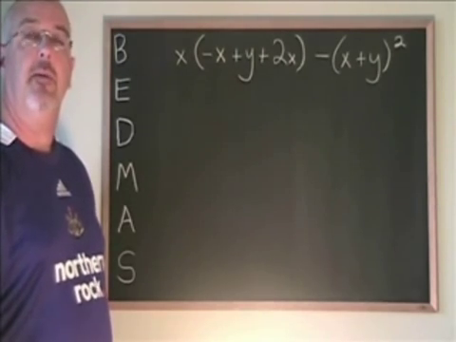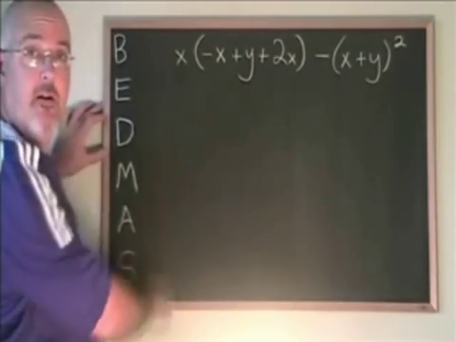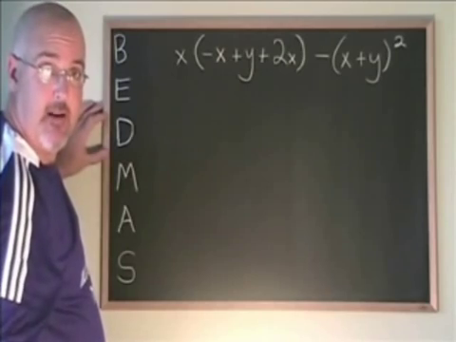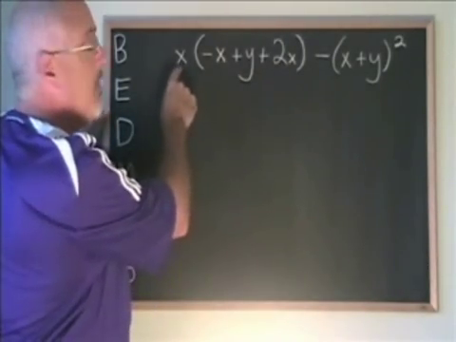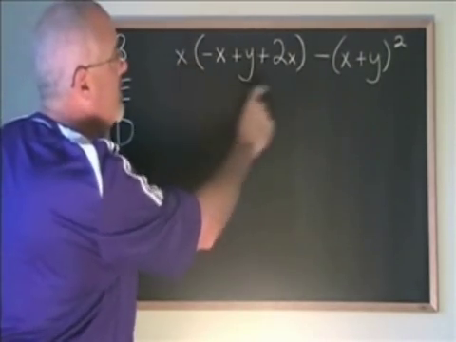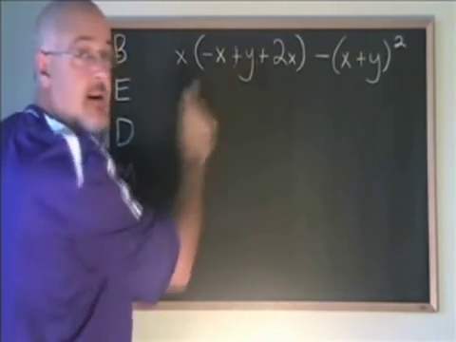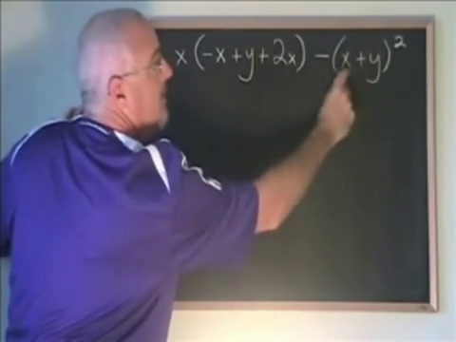Our second example is a little longer. So I erased most of the words over here. Hopefully by now you remember what the letters in BEDMAS stand for. Here we have a multiplication. X is being multiplied by this bracket. We have the bracket with an addition, a second addition inside of it. We have a subtraction, and we have a binomial that is being squared.